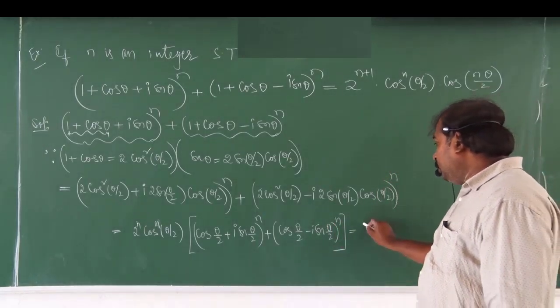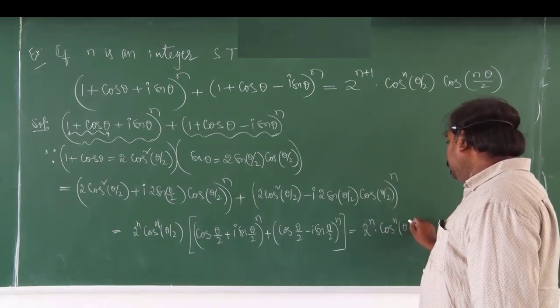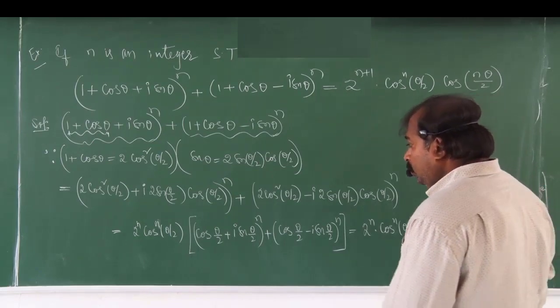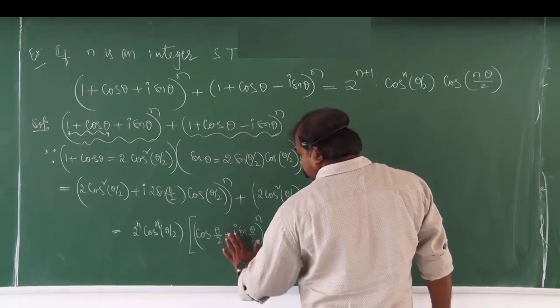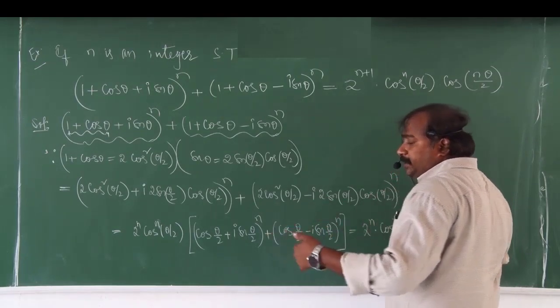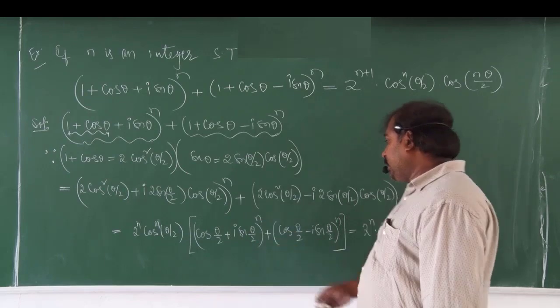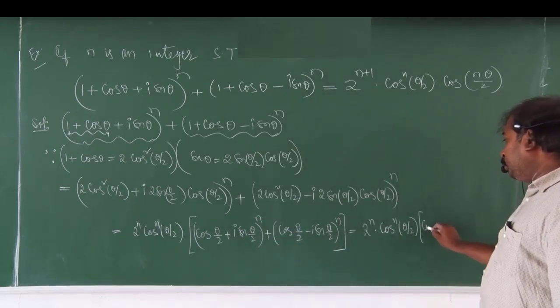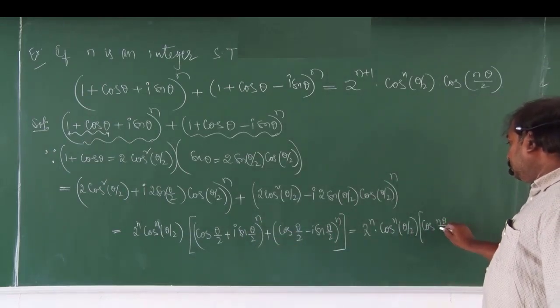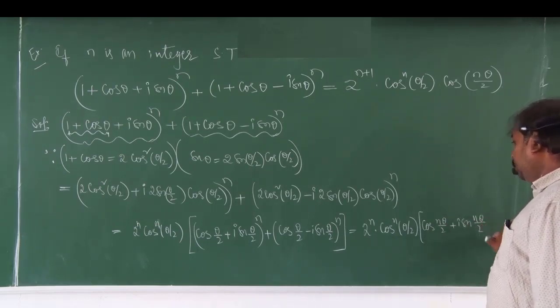Now the rest of the value is 2^n into cos^n(θ/2). Now this is in the form cos θ + i sin θ, cos θ − i sin θ. Now apply De Moivre's theorem. According to De Moivre's theorem, this value I can write as cos(nθ/2) + i sin(nθ/2).